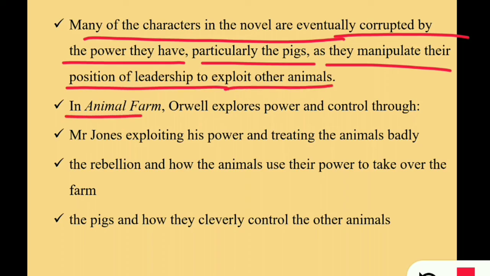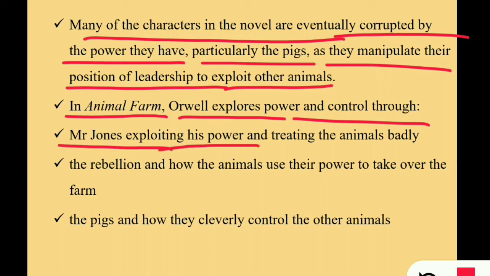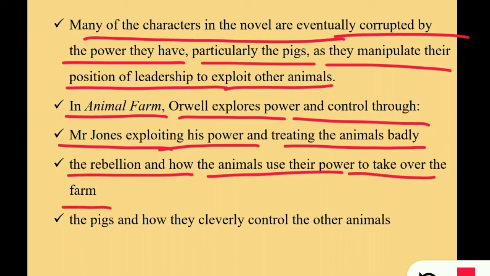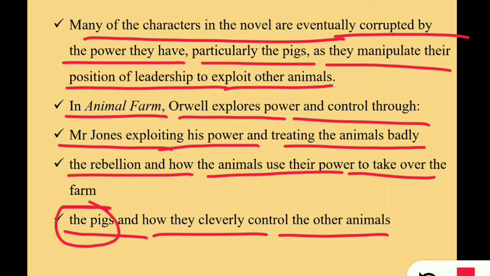In Animal Farm, Orwell explores power and control through Mr. Jones, exploiting his power and treating animals badly, the rebellion and how the animals use power to take over the farm, and the pigs and how they cleverly control the other animals. So it talks about power and controlling other beings in the novel.